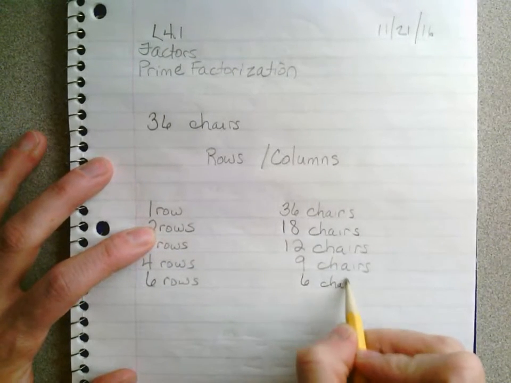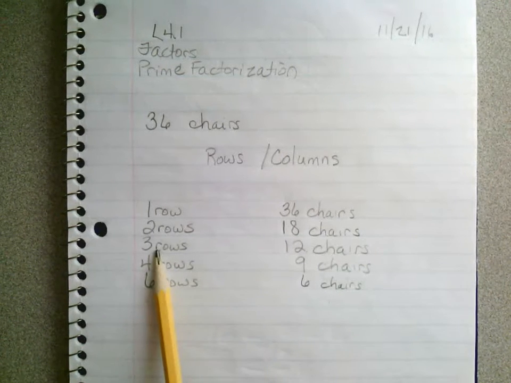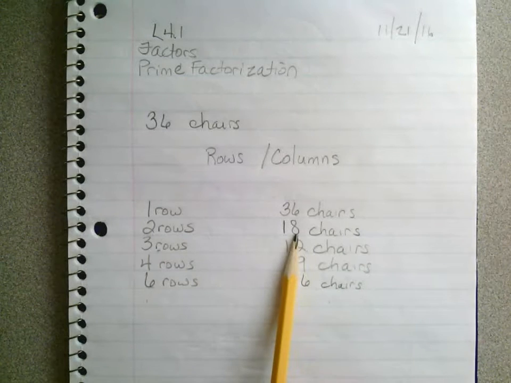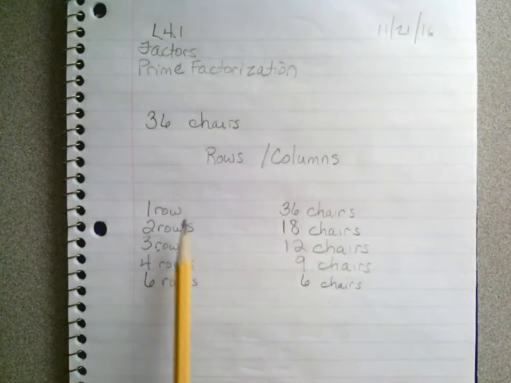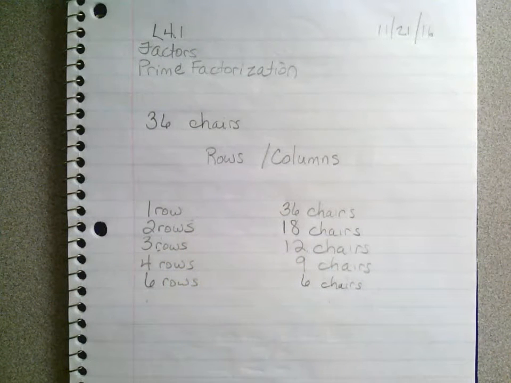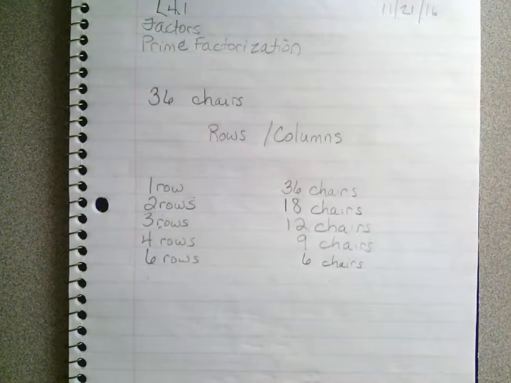And I could go back down the line and say 9 rows, 4 chairs, 12 rows, 3 chairs, 18 rows, 2 chairs, 36 rows with 1 chair in it. You guys kind of get the picture of what I'm describing for you? These are the different ways that I could obtain an arrangement of 36 chairs by evenly splitting them up.